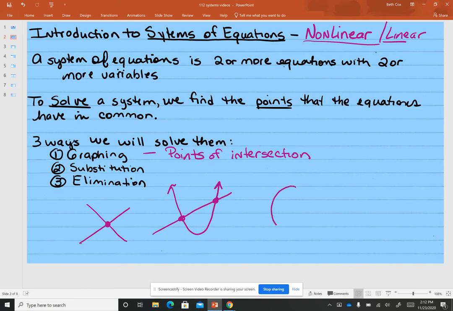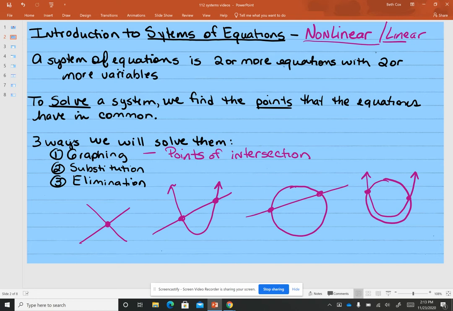We're also going to learn how to do a circle. So if I have a circle and a line, well then I'm going to have maybe two solutions. And if you did a parabola and a circle, you could have two solutions. Well, let me draw it differently. You could have more than two solutions if I could draw it correctly, but you could have more than two solutions, depending on what we're dealing with, okay?